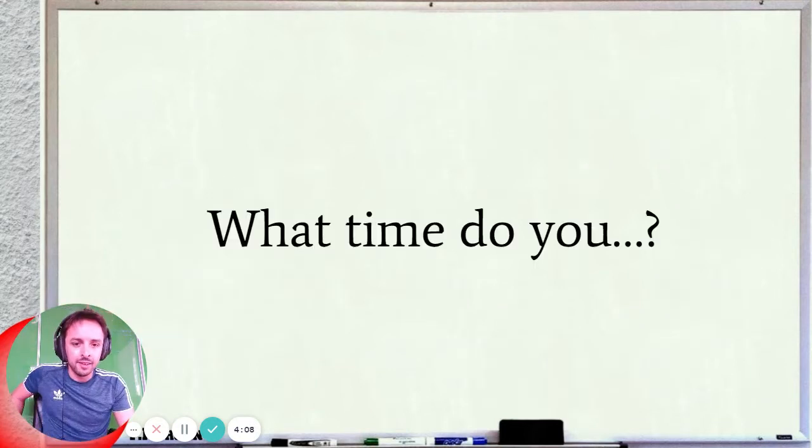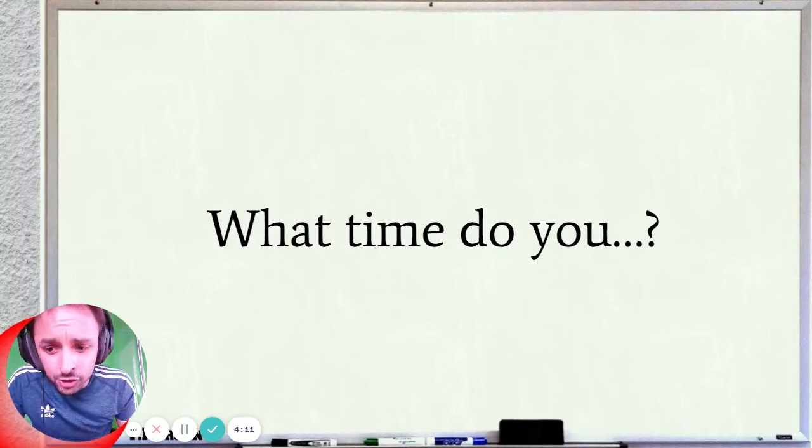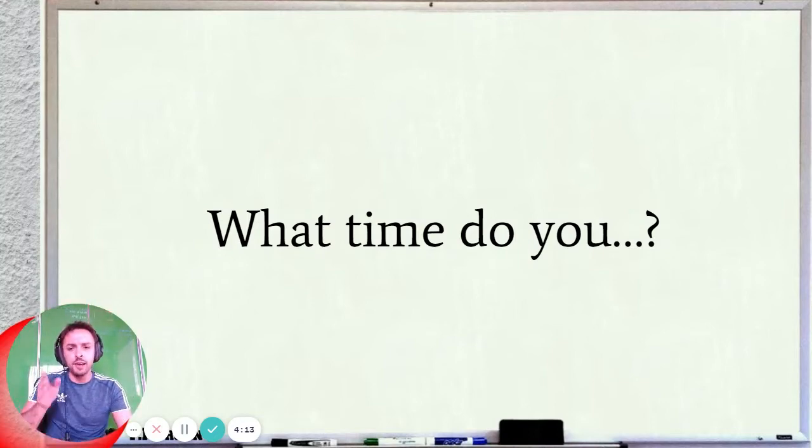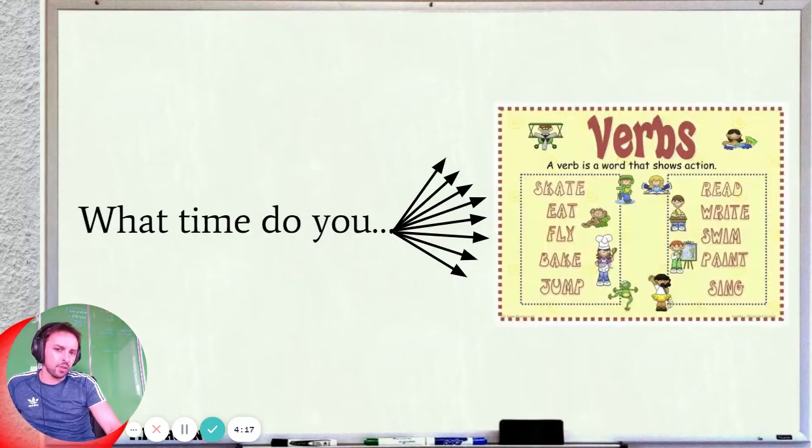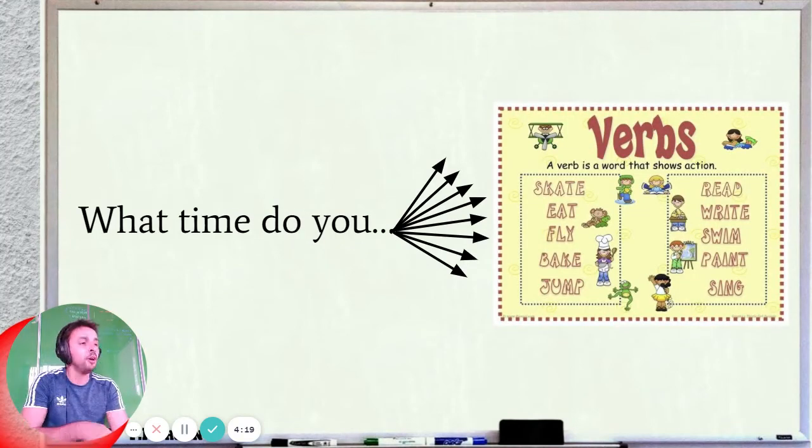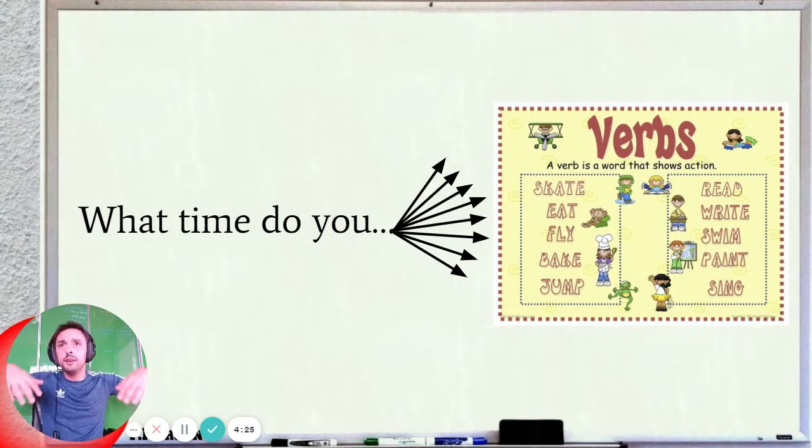Now, let's go over our key question for Unit 5. What time do you...? Then it's a verb. What time do you eat? What time do you sleep? What time do you run? What time do you play? What time do you do homework?